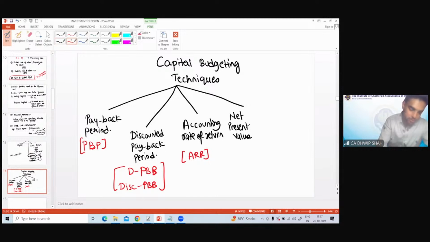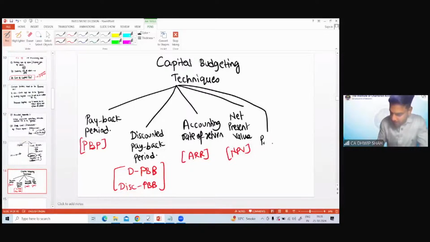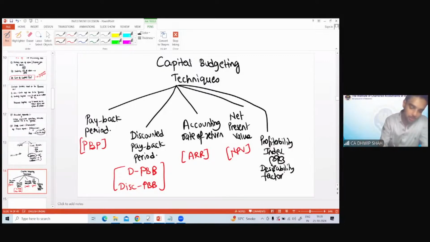How to denote this term? What should be the short term of this? Yes, NPV, correct. Net present value. Fifth is profitability index, or another name is desirability factor. Sometimes the question says calculate desirability factor. Sometimes the question would say calculate profitability index. It is one and the same. PI, profitability index.